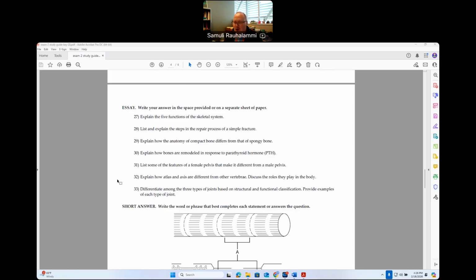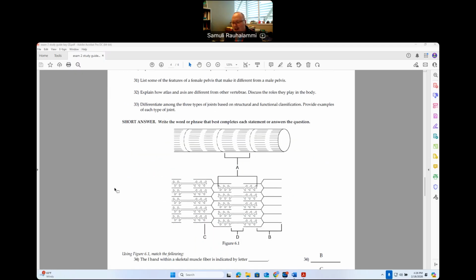And looping back to joint classification, we could do that based on structure, so fibrous, cartilaginous, and synovial, or function, so synarthrosis, amphiarthrosis, and diarthrosis. Obviously, the synovial joint was the most common and complex, including a fluid-filled cavity.